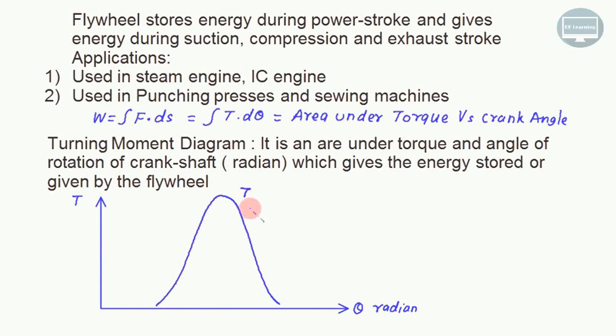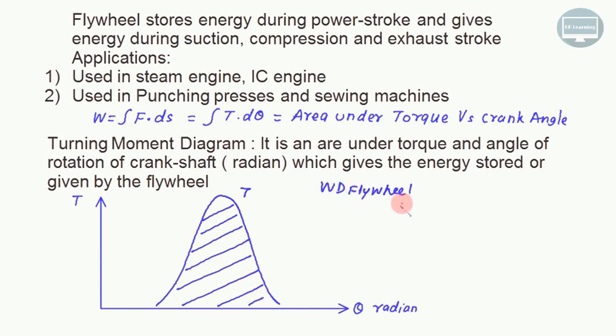So the area under this diagram is called the work done, work done by the flywheel. If this one is theta 1 and this one is theta 2, then the flywheel work done can be obtained from the integral of T d theta, from angle theta 1 to theta 2. This indicates that we have taken a very small strip: height equals T, and this is d theta, a rectangle of such a small strip.